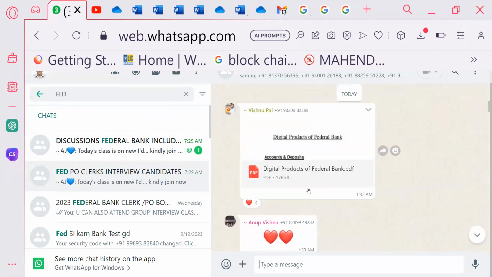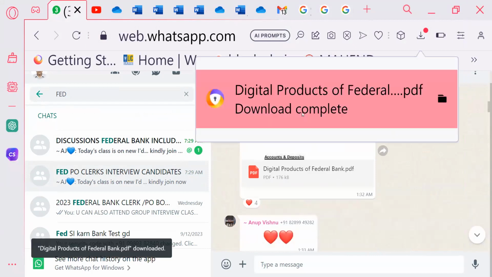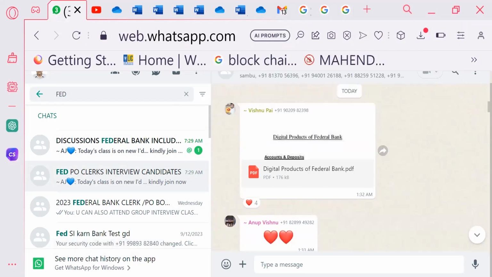Yeah, this one, digital products of Federal Bank. Did you go through this, some of you? Are you seeing it on the screen now? Aditya, are you able to see digital products of Federal Bank on the screen? Yes, sir. The PDF is visible, sir.